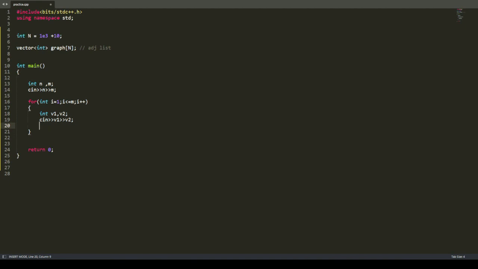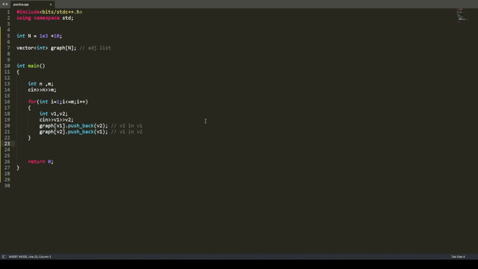So let's fill this. Graph v1 dot push back. What do we have to push back? Basically v2. Similarly we push v1 in v2. Here we are pushing v2 in v1, and here we are pushing v1 in v2. Simple. So this is our graph.